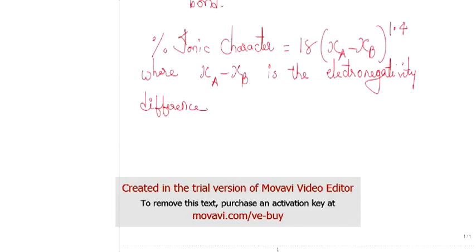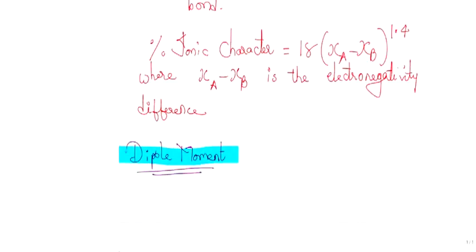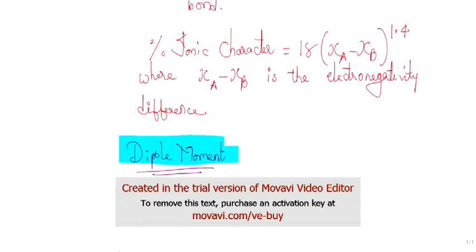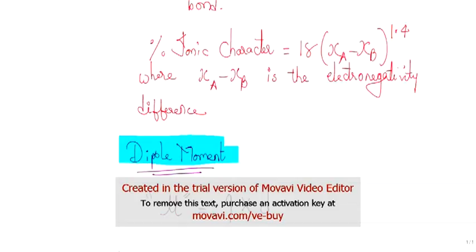So dipole moment is a physical quantity which is denoted by nu. It is denoted by nu, and the value of nu can be found by this equation: nu is equal to q into d. So dipole moment is a physical quantity which can be calculated for any polar covalent bond between two atoms using this equation, q into d.